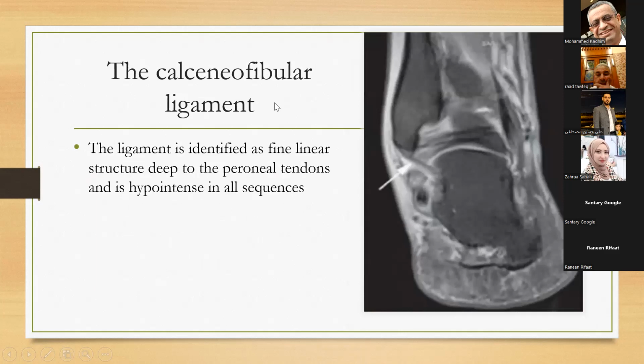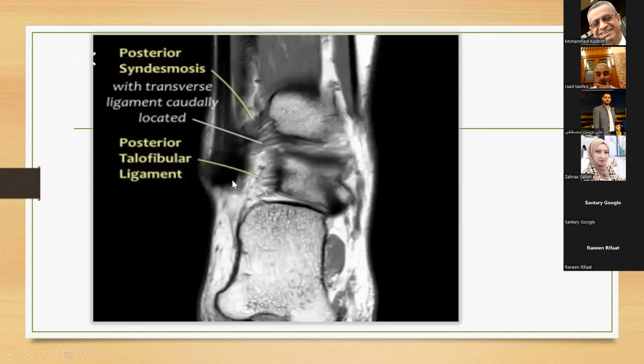The calcaneofibular ligament. This ligament is identified as a fine linear structure deep to the peroneal tendons, and it is hypointense in all sequences. This is calcaneofibular ligament, this hypointense line. This is the posterior talofibular ligament in another picture, and posterior syndesmosis.